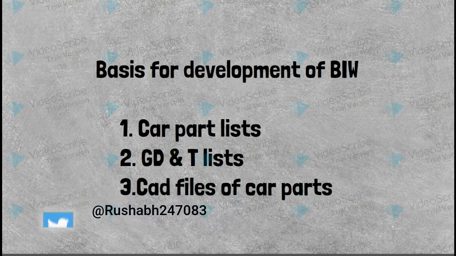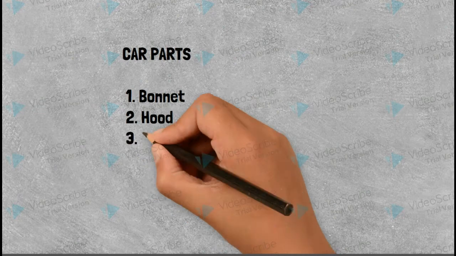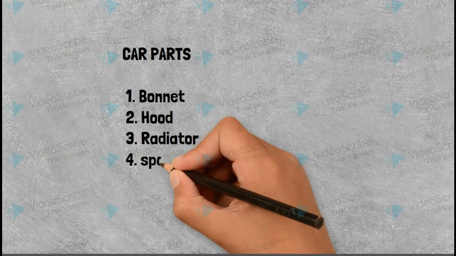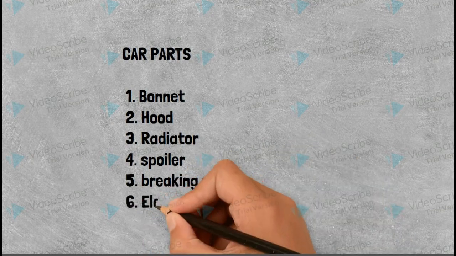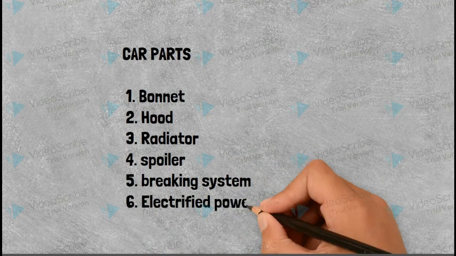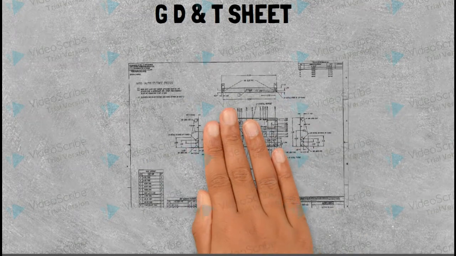It has been listed as follows: car part lists, GD&T list, and CAD files of car parts. What are the car parts which define the actual design of the BIW and the aesthetic look of the car? The first one is the bonnet, hood, radiator, spoiler, braking system, and electrified power components. Next is GD&T. GD&T usually means geometric dimensioning and tolerancing.